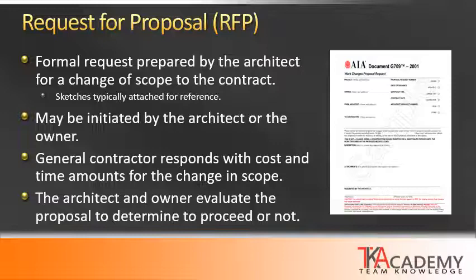When the contractor receives an RFP, they respond with putting together a cost and time amounts for the change in scope. Again, this could be additive or subtractive. It could also involve dollars, or it could involve time, or it can involve all. So those are the items that the general contractor is providing to the architect and owner so that they may evaluate the proposal and determine whether to proceed or not. If the owner decides to proceed with the change in contract, then it becomes a contract modification.